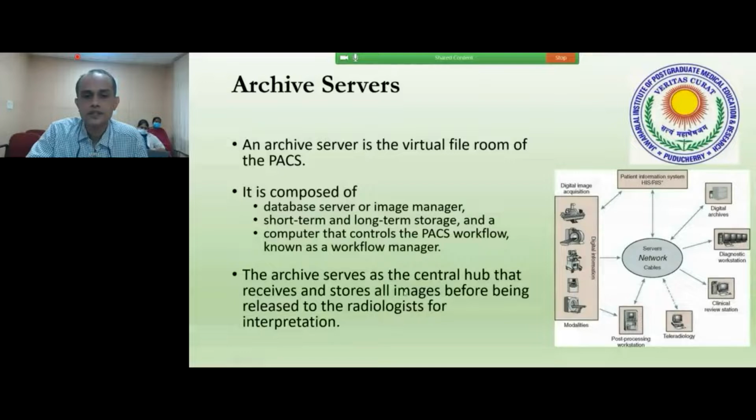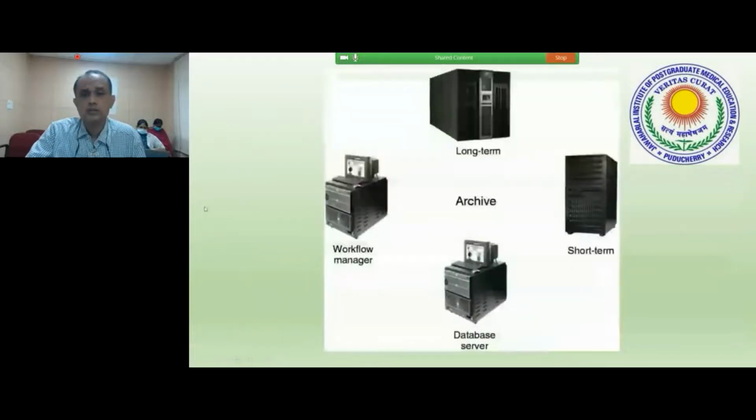The archive serves as the central hub that receives and stores all images before being released to the radiologist for interpretation. So these are the 4 components: the database server, the short-term and the long-term archive, and the workflow manager. They need not be separate machines. In fact, in JIPMER, all these are running in one machine, and they are divided by using VM software, that is virtual machine software.